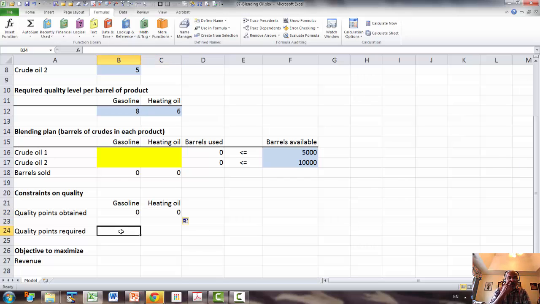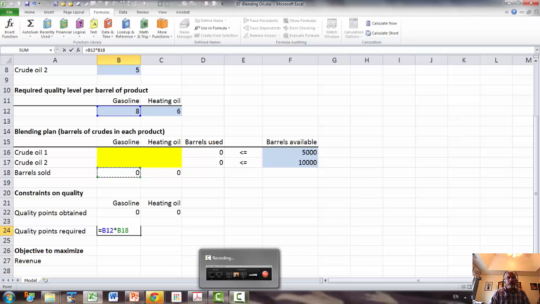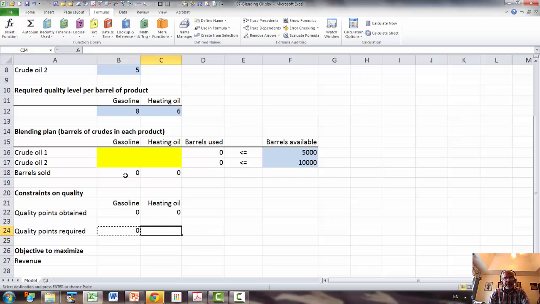Now, how many quality points should be there? Well, if you take the barrel, the 8 quality points per barrel must be in the gasoline, and that times the total barrels that we will be making. This will give us how many quality points must be in the product that we are producing. So you copy that here. So this is your quality points that will be in the production. This is the quality points that must be in the production. So what will be there must be greater than or equal to what should be there.